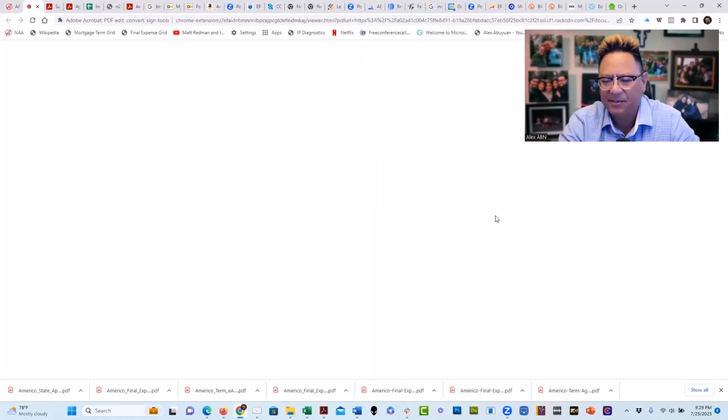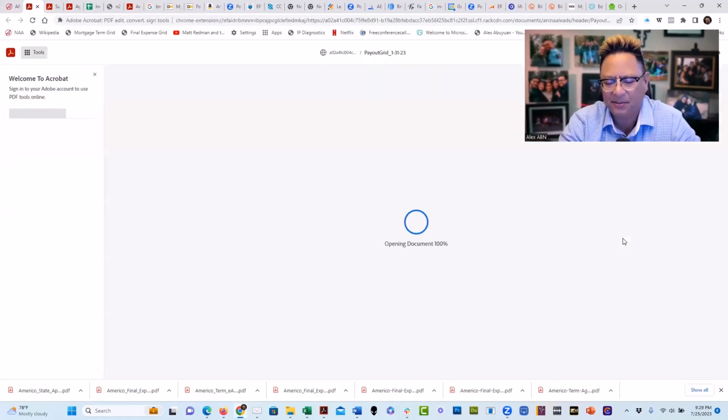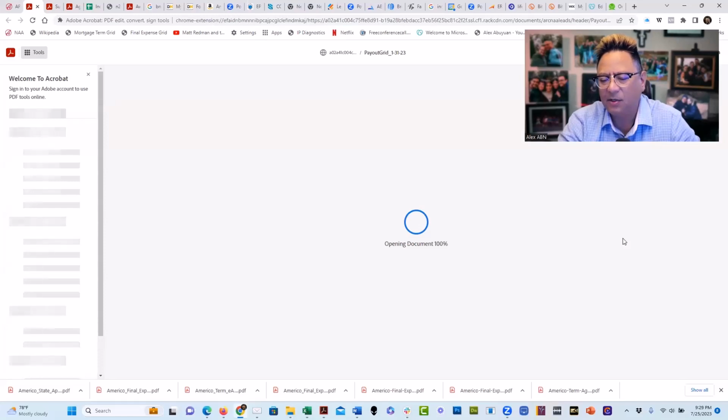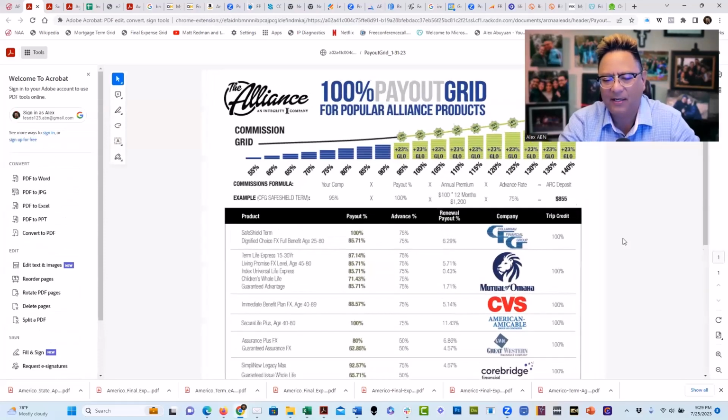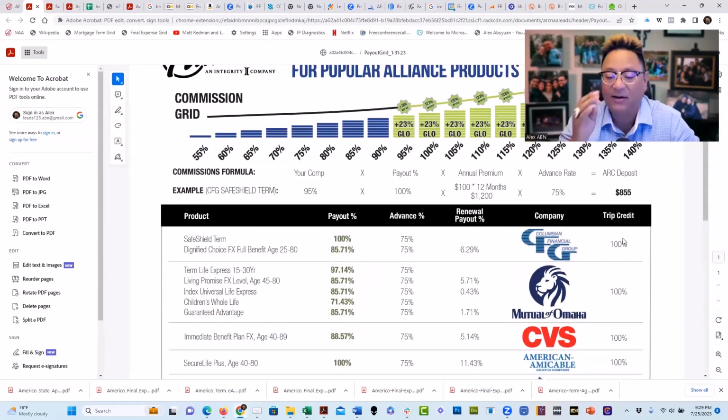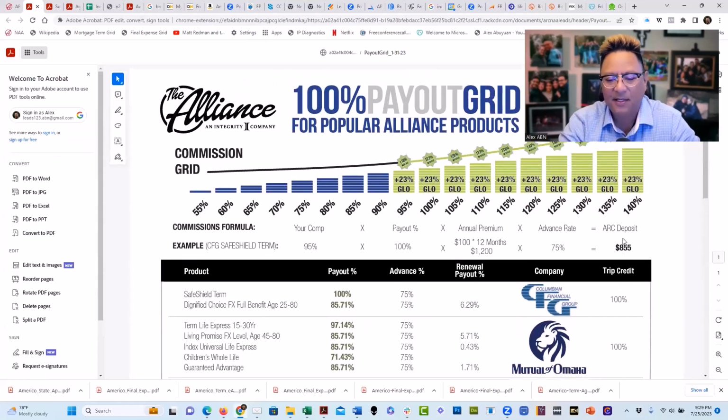Here's the 100% commission grid. So what does the 100% commission grid mean? That's why I always say level. You're at the 85 level or 75 level or 55 level, and that level means that you make that percentage on the commissionable premium.